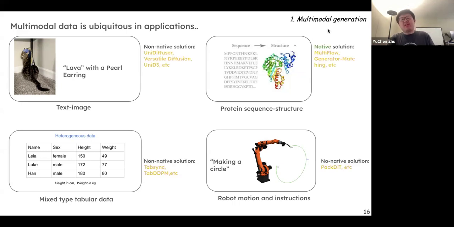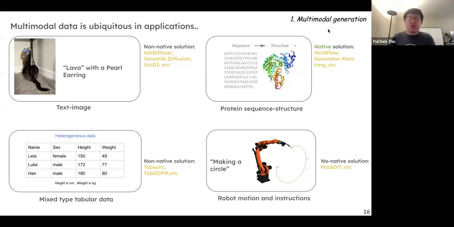I want to say that there are actually already a lot of good solutions for each of these problems. For example, for text and image, there are some non-native space solutions, which require representing both text and images in a unified latent space, either continuous, as in UniDiffuser or Versatile Diffusion, or discrete, as in UniDisc. Similar things happen for tabular data and for robotics data as well.